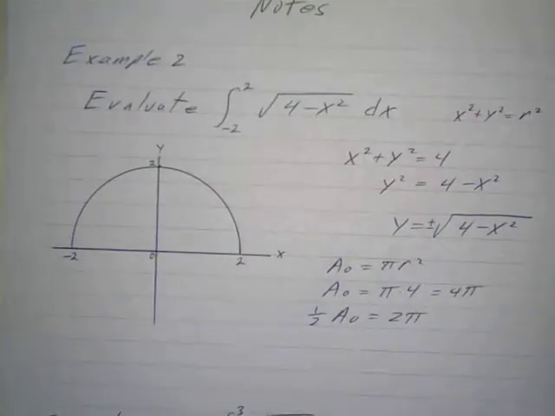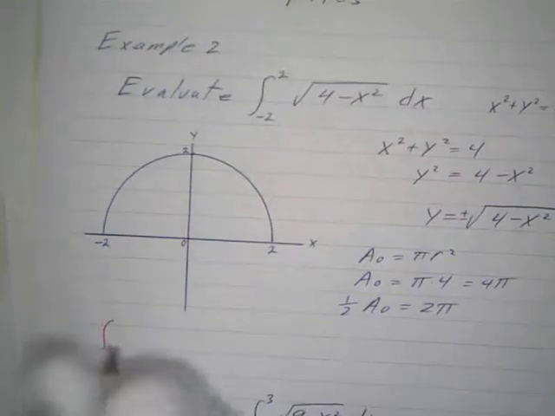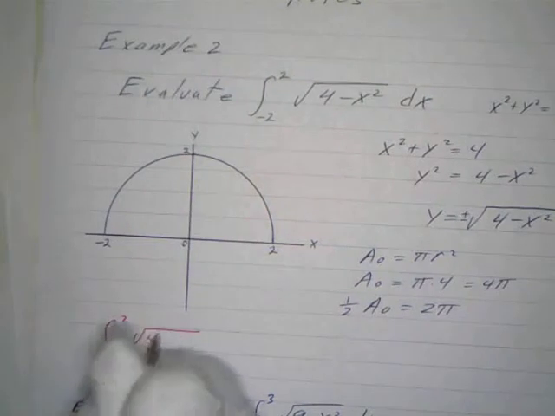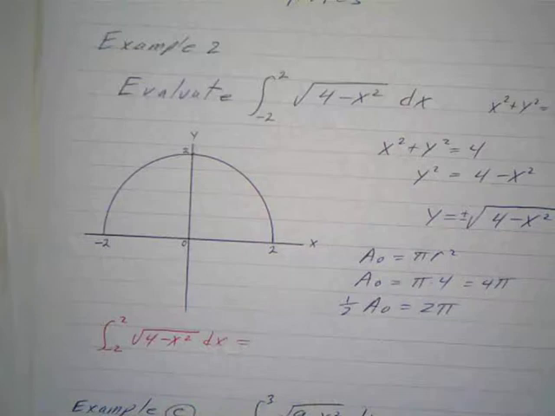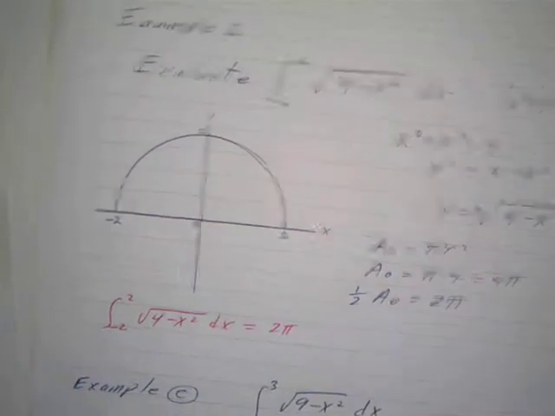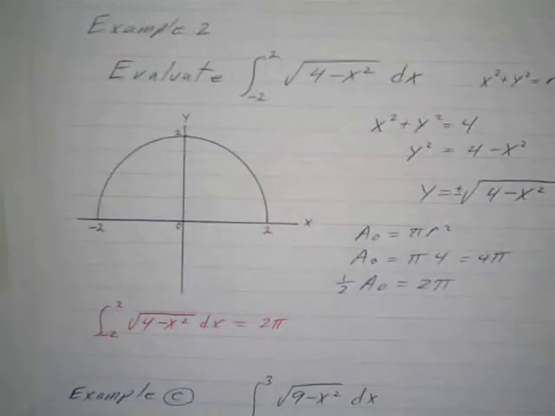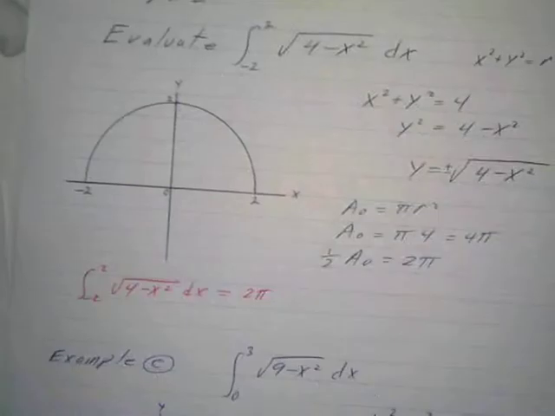So we could just state over here that the integral from -2 to 2 of the square root of 4 minus x squared dx just equals 2 pi. And you're done. So you've evaluated it using geometry or using areas. This is what we call evaluating integrals by using areas. And as long as your geometry is good, no problem.